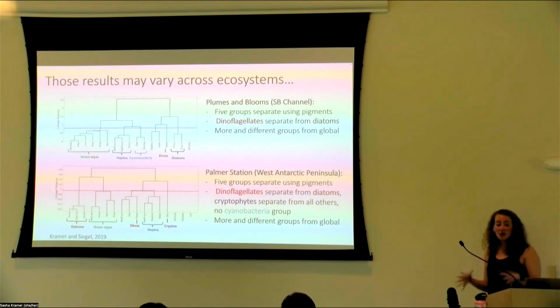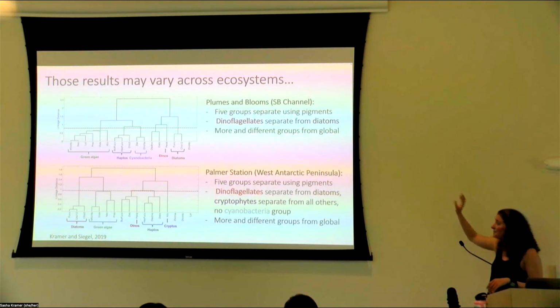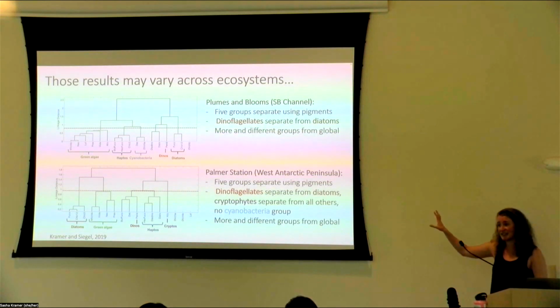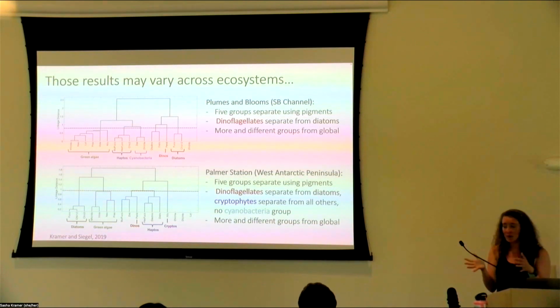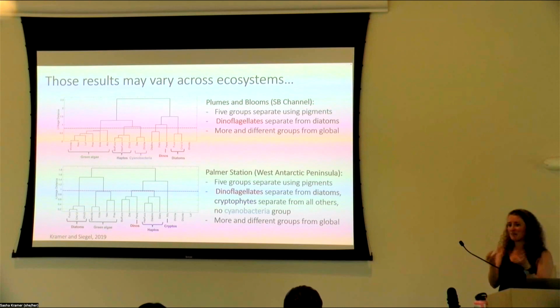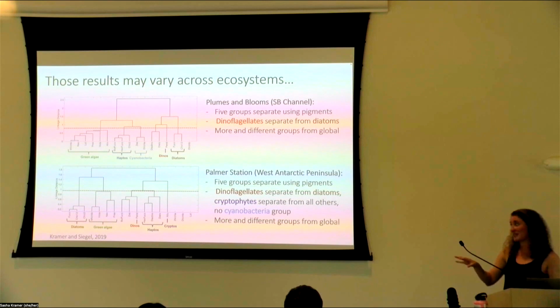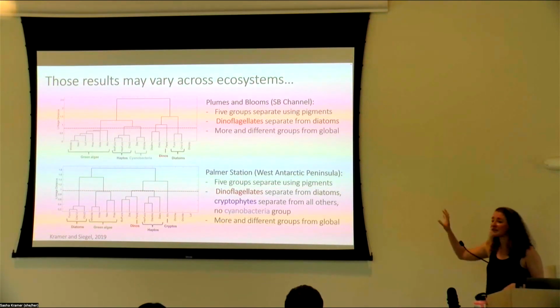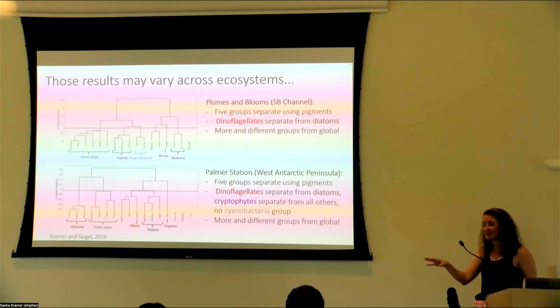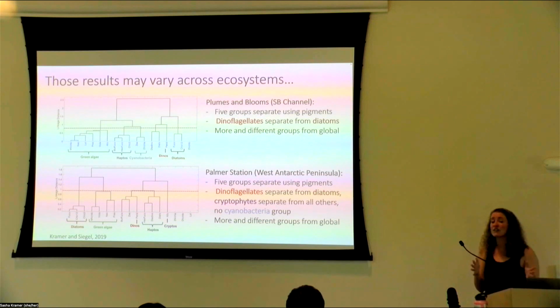So this is now looking on a local scale. The top one is from the Santa Barbara Channel. The bottom one is from Palmer Station in the West Antarctic Peninsula. You might remember those were the two places where I also showed comparing DNA and phytoplankton pigments. So we have a lot of different types of measurements in these environments. They're both these long-term coastal observatories in really different ecosystems. So we get more and different phytoplankton groups separating from pigments than we did on global scales, because we have different phytoplankton communities occurring over the seasonal cycle. And we're going to be able to separate those groups differently using pigments because the pigments are expressed in different concentrations and compositions.